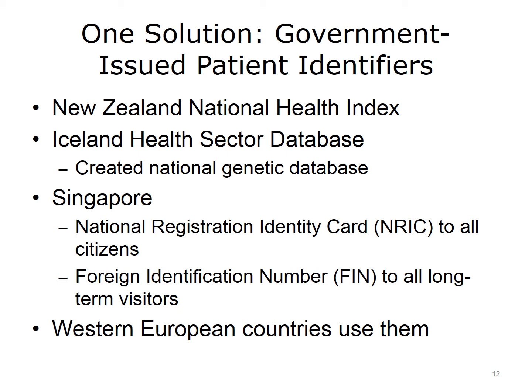The country of Iceland also has a national identifier, and its health sector database is the home of many genetic studies. In fact, there is also a national genetic database in Iceland. In Singapore, all citizens have a national registration identity card, and all long-term visitors get a foreign identification number. These are national numbers that are used for everything and not just healthcare. And most Western European countries also use national patient identifiers without much controversy.